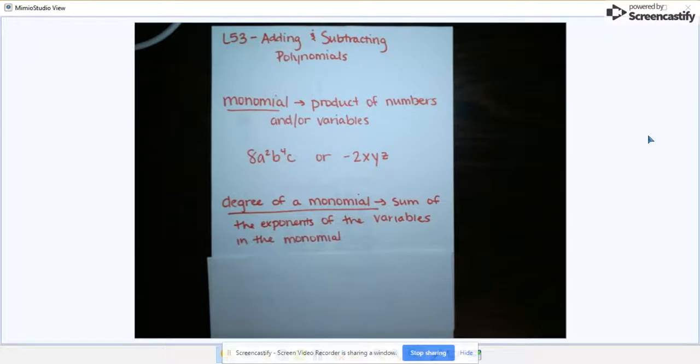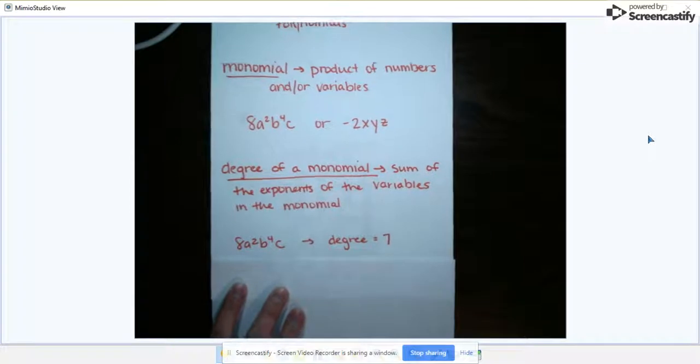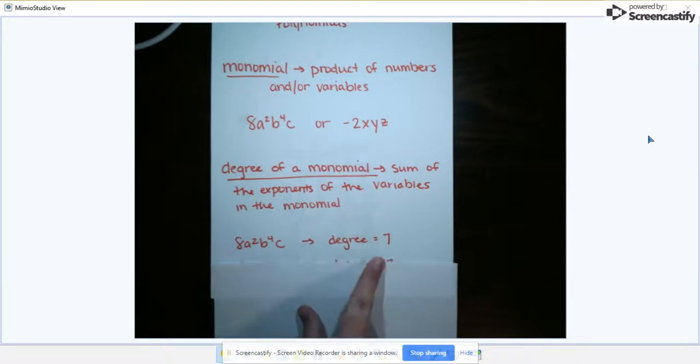Okay, so the degree of our monomial, the degree kind of talks about the size. So for our monomials, we're going to take all of our exponents on our variables and we're going to add them up. So for example, if we took our first example, 8a squared b to the fourth c, and I'm asking you to find the degree, we're going to take the exponents on our variables and add them up. So 2 plus 4 gives me 6. Don't forget that c really has an exponent of 1. So we'd have 2 plus 4 plus 1, which gives us a degree of 7.